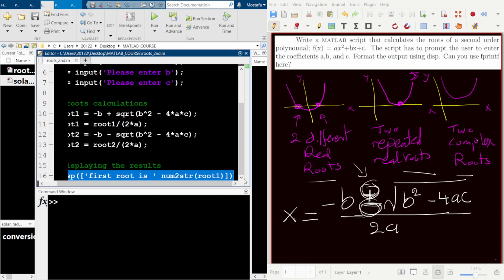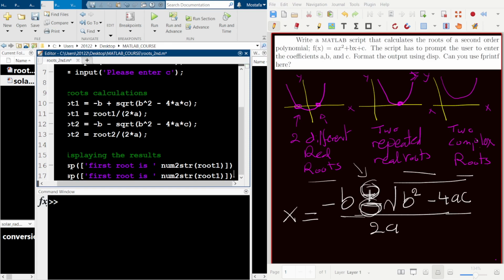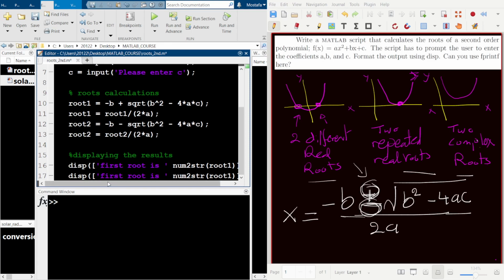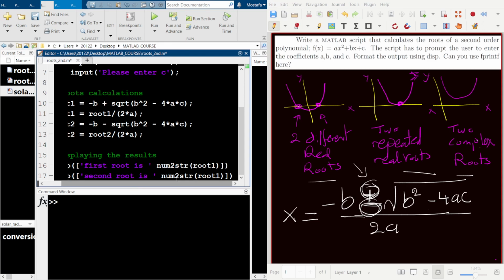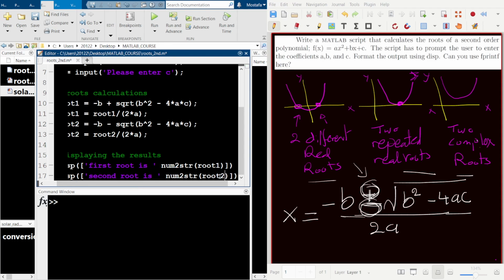So I can copy this to save some time and put it here. So it will be disp, and instead of first, this has to be second. And then num2str of root 2.